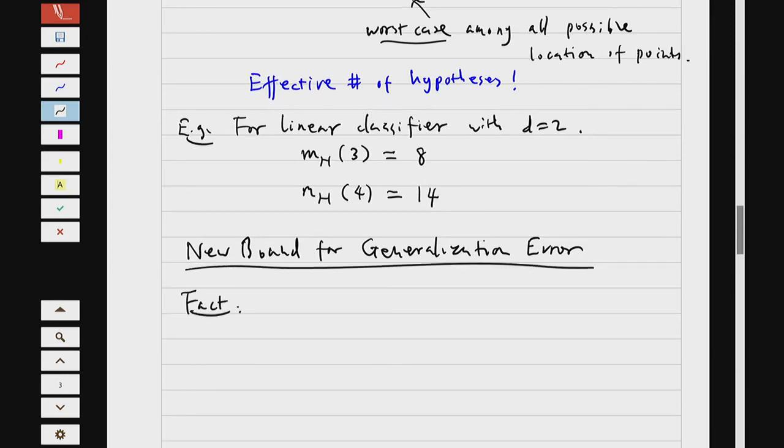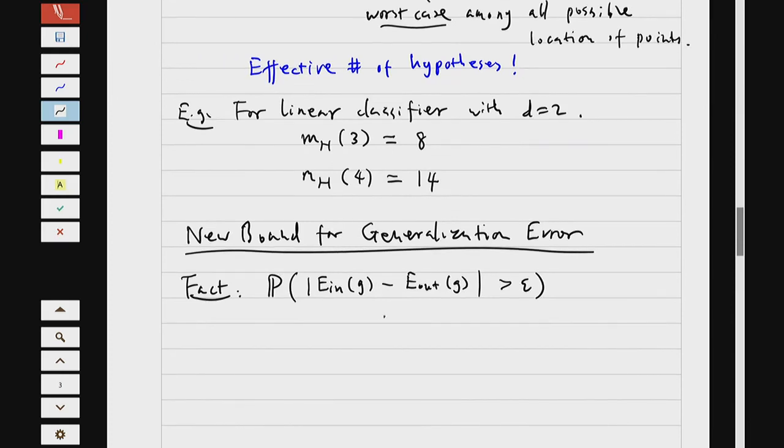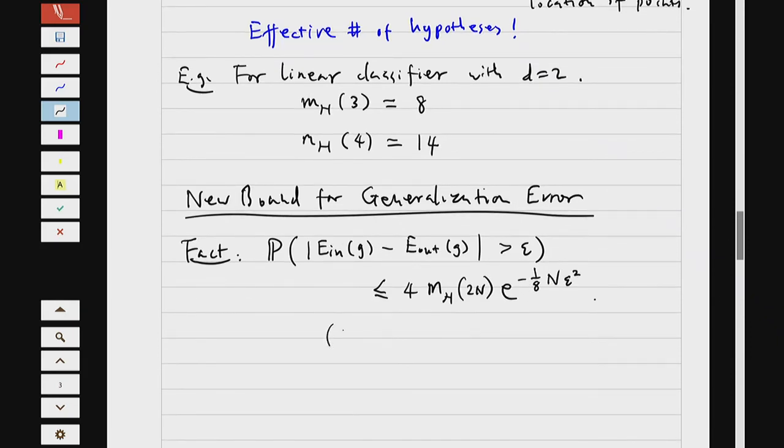It's a fact, has been proven, that the probability, again, we care about the generalization error. So g is the final hypothesis after training with the training data set of n points. We want to find this, right? It turns out to be upper bounded by 4 times m_H(2n) e^(-1/8 n epsilon squared). Okay. Now let's compare that one.